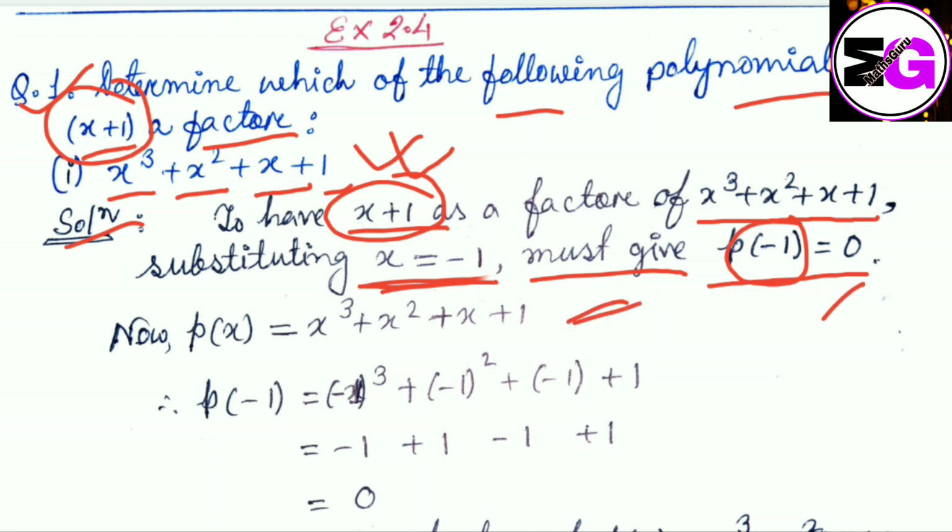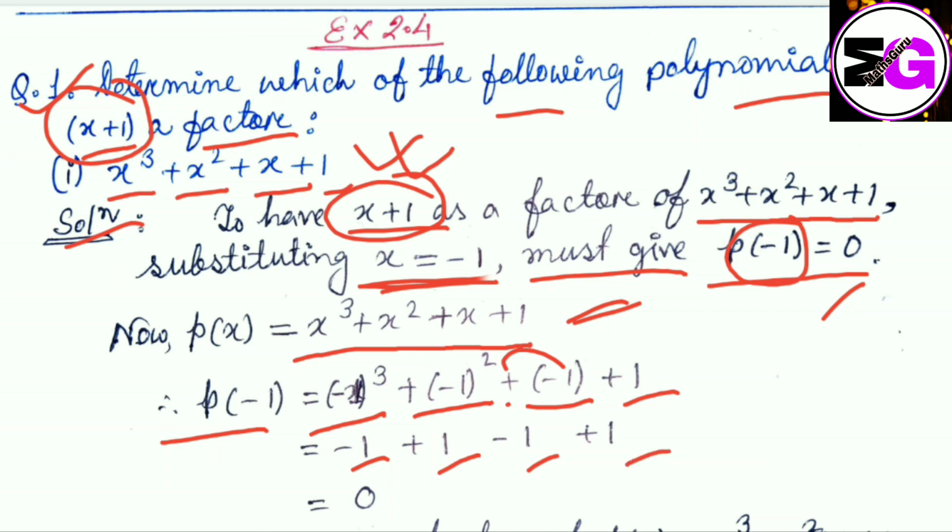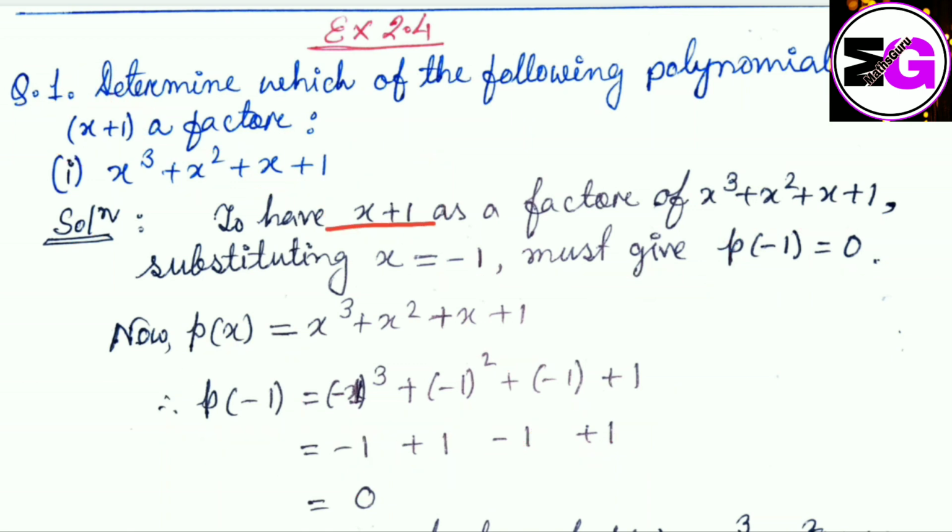So now p of x equals to x cube plus x square plus x plus 1. So p of minus 1 is equals to minus 1 cube plus minus 1 square plus minus 1 plus 1. Okay, so minus 1 cube is minus 1, minus 1 square is plus 1, so plus minus 1 and plus 1. So minus 1 plus 1 minus 1 plus 1 cancel, so we'll get 0. Okay, that means already we said that if p of minus 1 equals to 0, then we can say that x plus 1 is a factor of this polynomial.